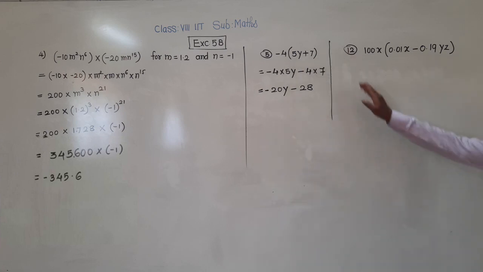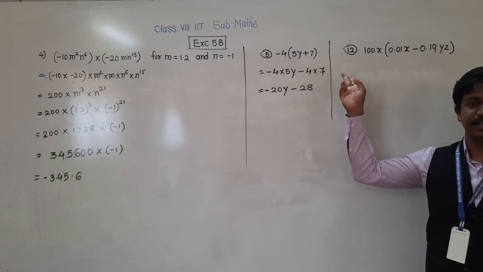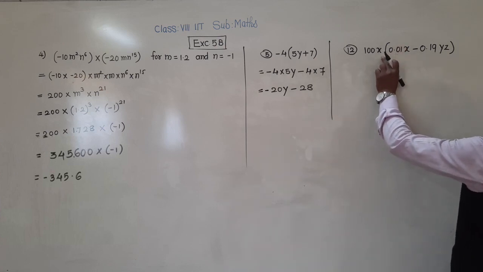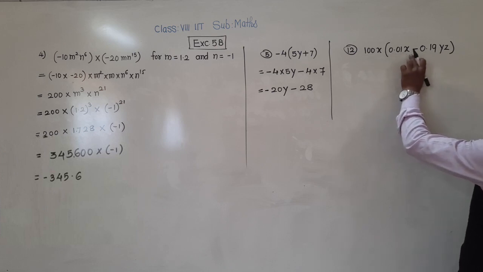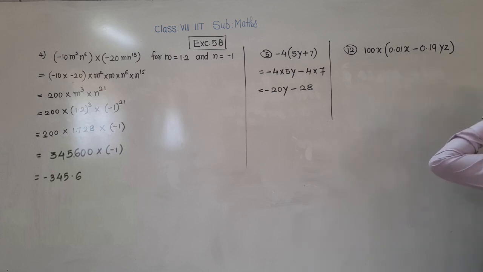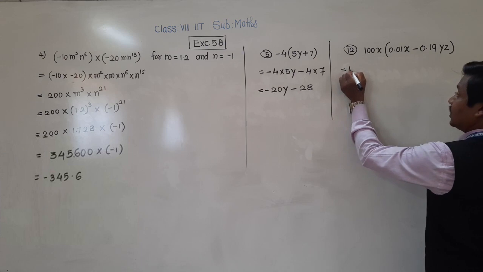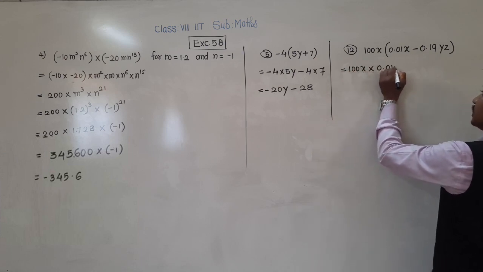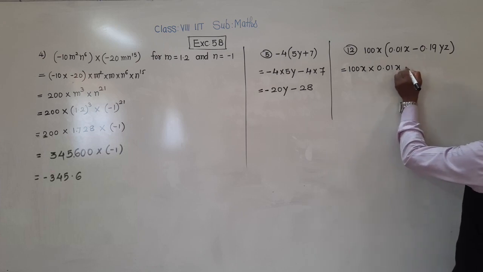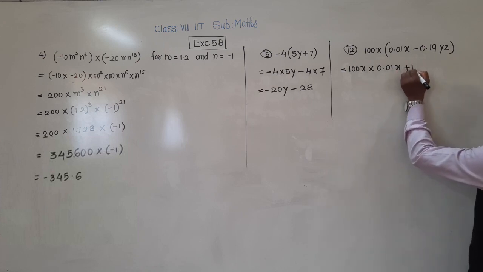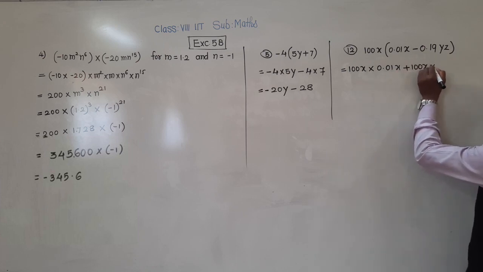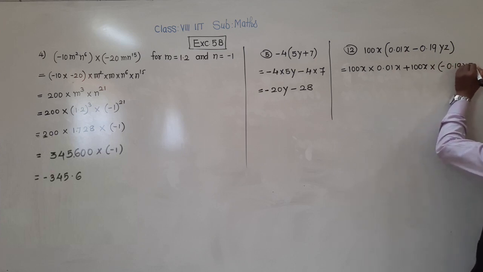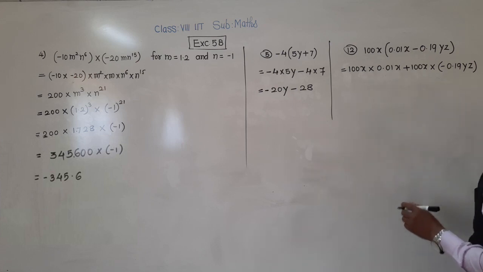The next, directly the 12th example I have taken. The remaining you have to do. 100x multiplied by, in bracket, 0.01x minus 0.19yz. So see, 100x multiplied by 0.01x and plus 100x multiplied by minus 0.19yz. Okay.